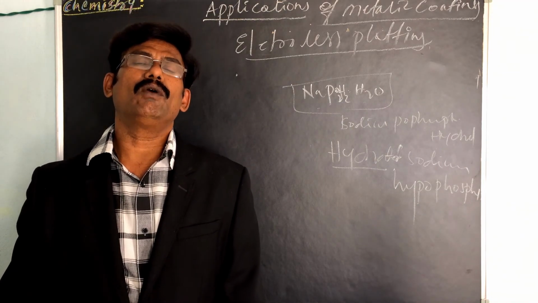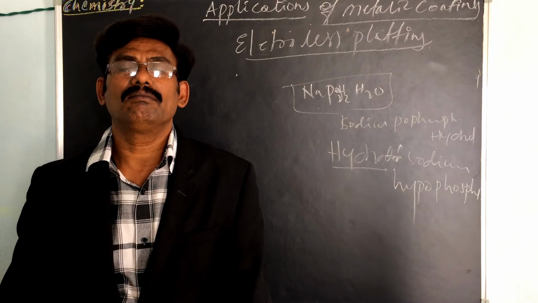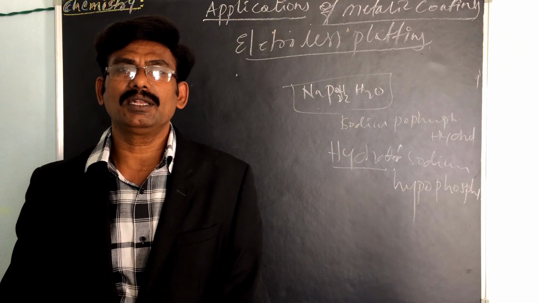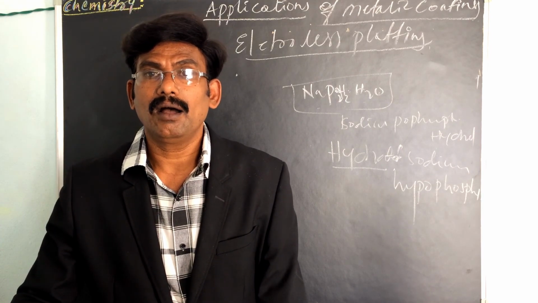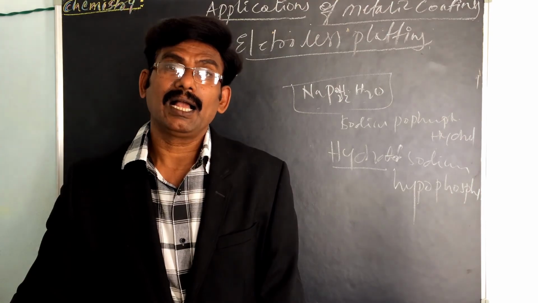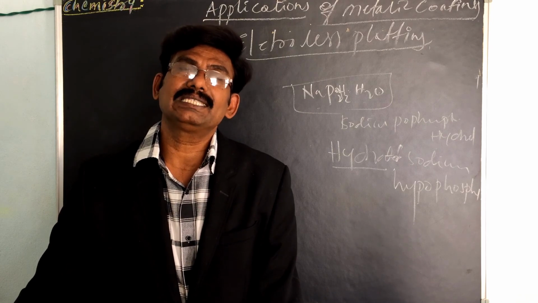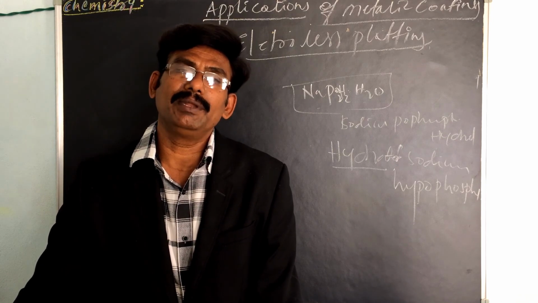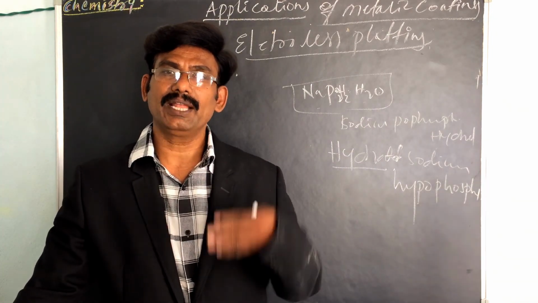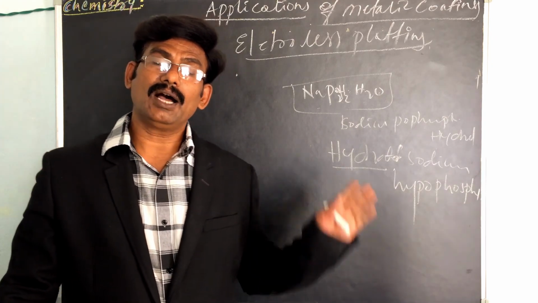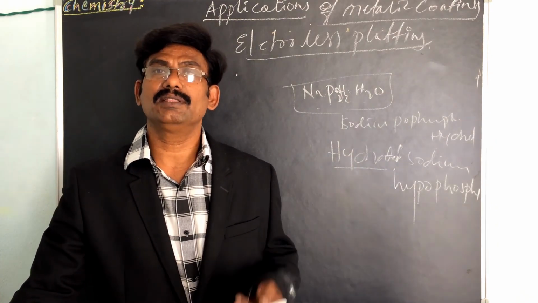Okay, so today we have discussed many things: the surface applications of metallic coating. Hot dipping, metal cladding and electroless plating. Hot dipping means low melting metals such as zinc, tin, lead and aluminum are in the molten state, and the iron sheet is dipped in the molten zinc, tin, aluminum or lead. That is what we use in hot dipping.